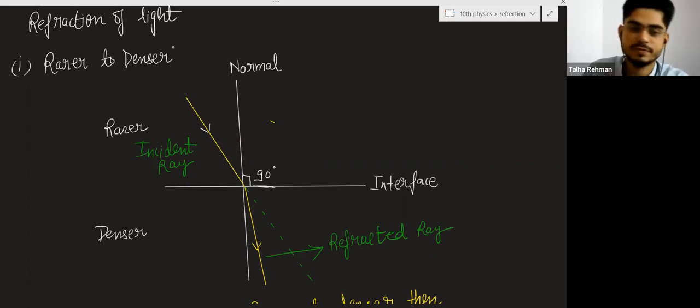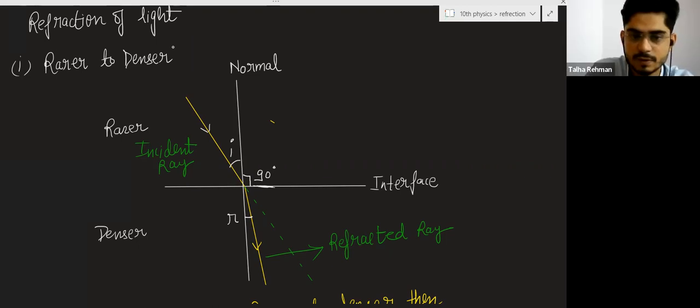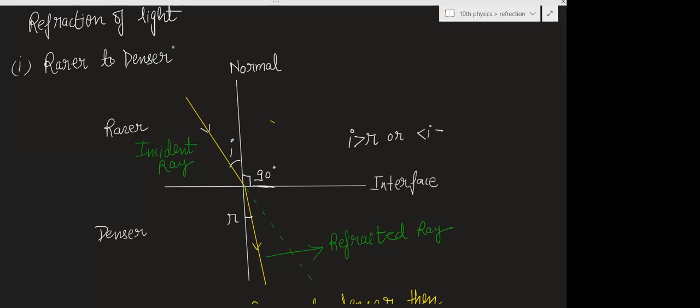So Azaan, if this angle is the angle of incidence I, and this angle is R, can you tell me which angle will be greater, I or R? Sir, I. Very good. So here angle I will be greater than angle R. You write it like this, angle I greater than angle R.